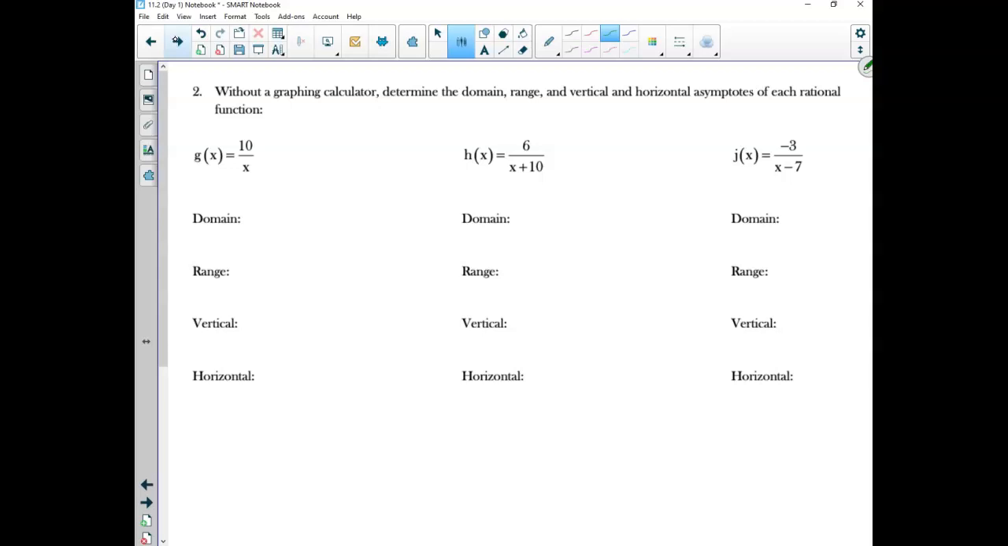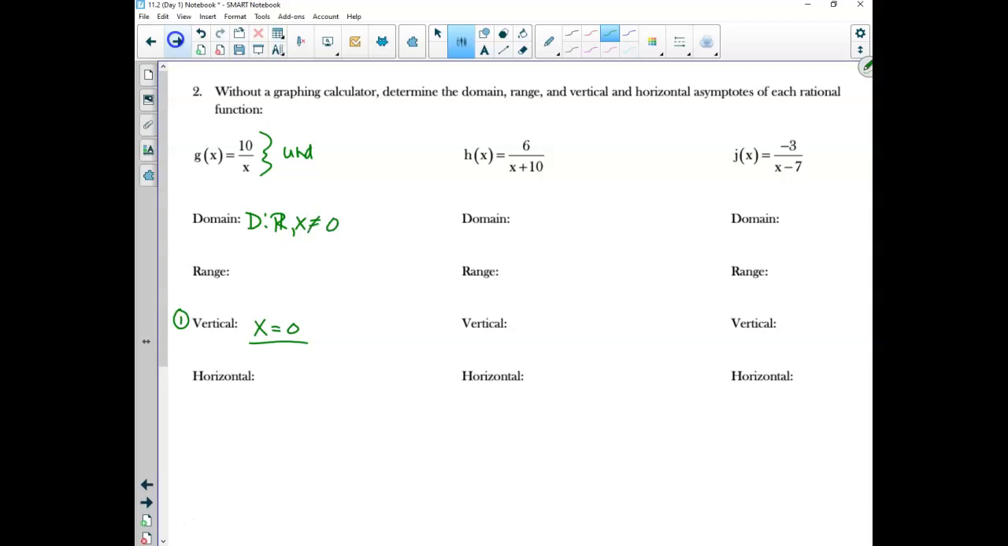Well, my domain. Well, I would never do this. I would never do my domain first. I would always find my vertical asymptotes first, because I can look at this and I can say, hey, if x equals 0, that makes this thing undefined. So I have a vertical asymptote when that function's undefined. If I'm undefined on a vertical asymptote, my domain is going to be all real numbers x except those undefined values.